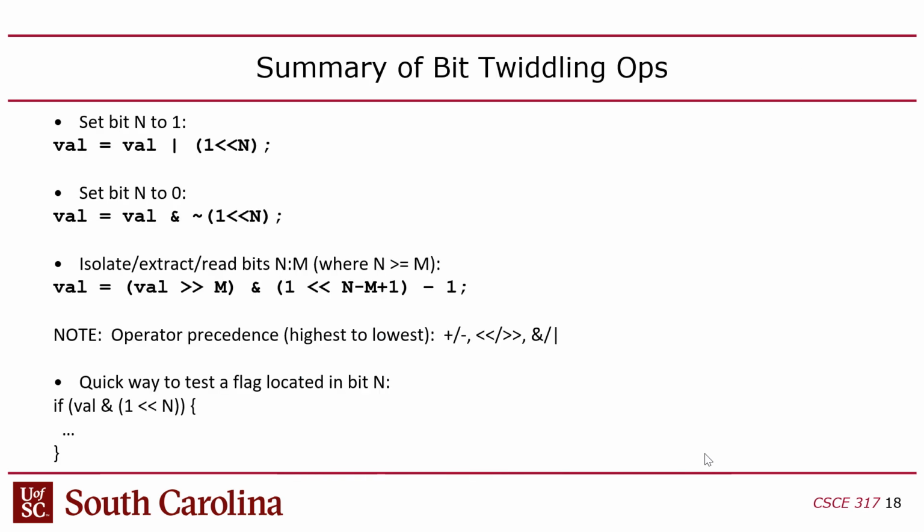Okay, so here's a summary of those things. If I want to set a bit to 1, if I want to set a bit to 0, if I want to isolate, extract, read bits n down to m, then you can use that line of code where I've got it now with variables in there. Now, be a little careful here, because I don't know if you noticed this, but I have parentheses around certain things, but not other things. I don't have parentheses around n minus m plus 1, yet for some reason I have parentheses around 1 shifted by n minus m plus 1.